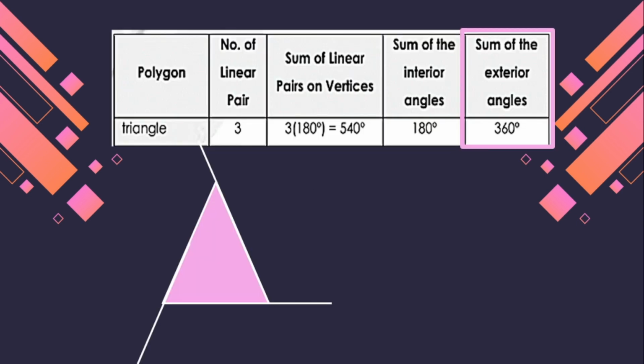Now, I have here an example na polygon which is a triangle. Number of linear pair ay 3. The sum of the linear pairs on the vertices is 3 times 180 degrees, which is equal to 540 degrees. And then the sum of the interior angles is 180 degrees. At nagkaroon tayo ng conclusion na exterior angle is 360 degrees. Ang haba. So, ano daw yon?